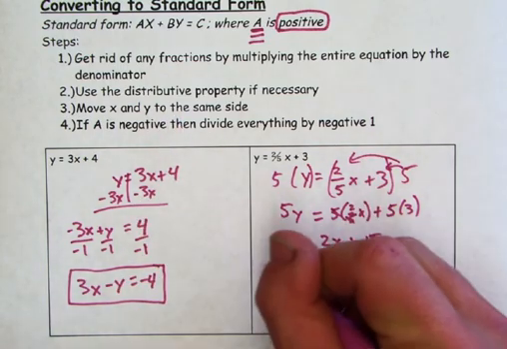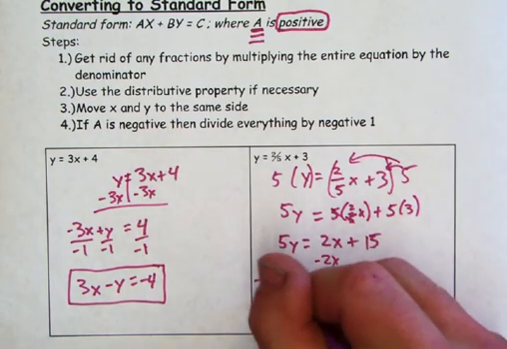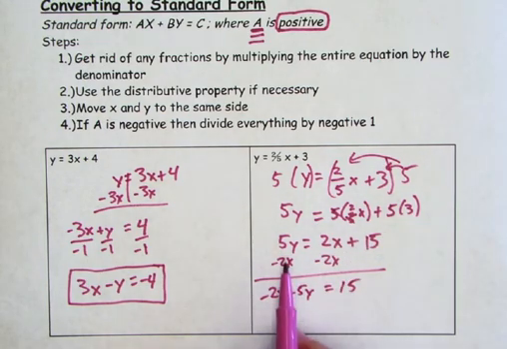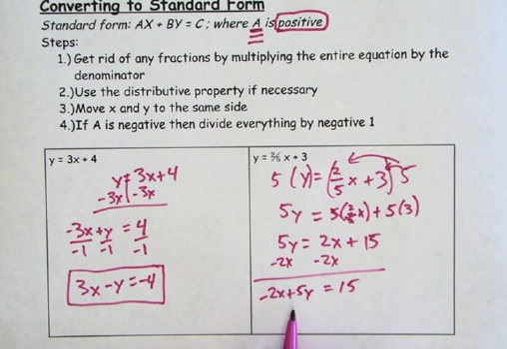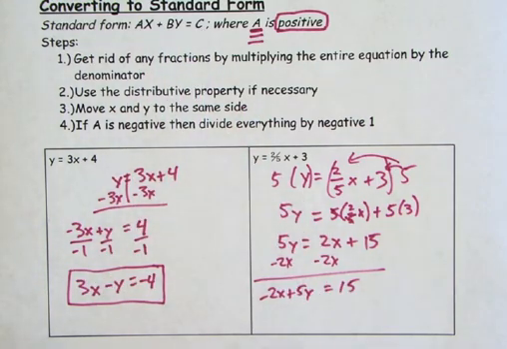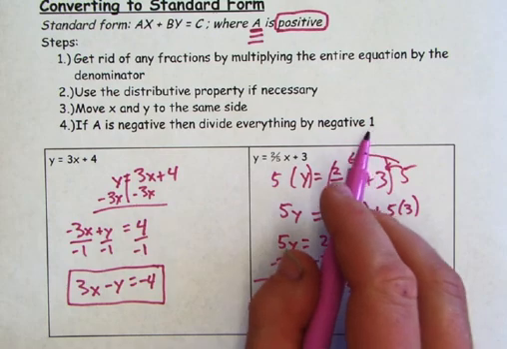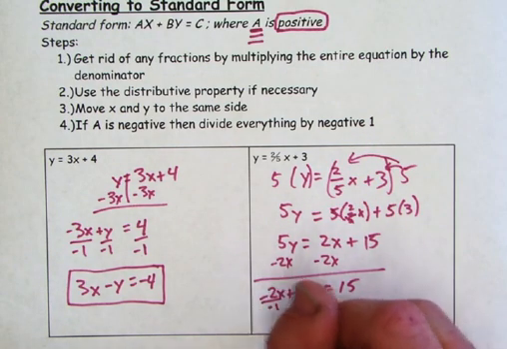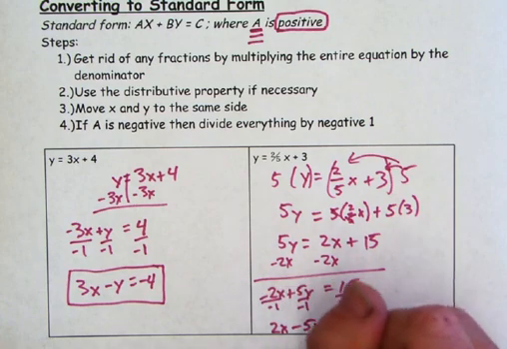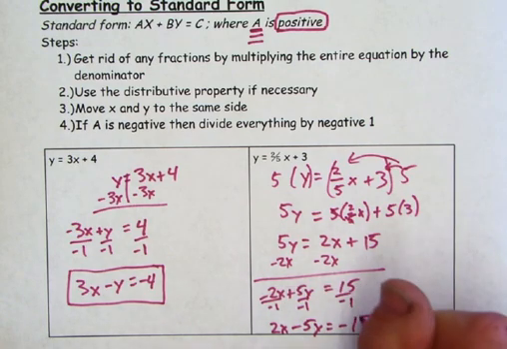Minus 2x, negative 2x plus 5y equals 15. Now, some of you might have written this as 5y minus 2x, and that's still the same thing. The reason I've put the x first is because our form is ax plus by equals c, and so I want to keep it consistent. Now we have a negative number, so we have to divide everything by negative 1. We get 2x minus 5y equals negative 15.